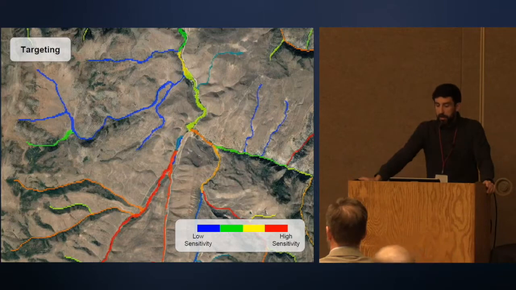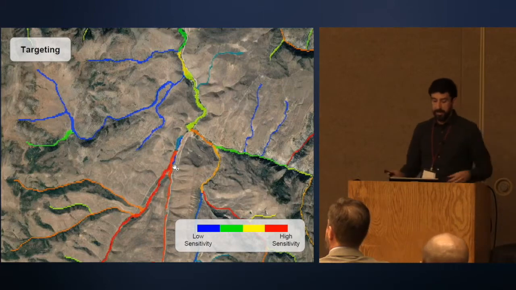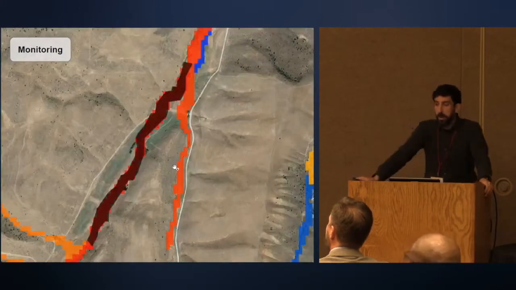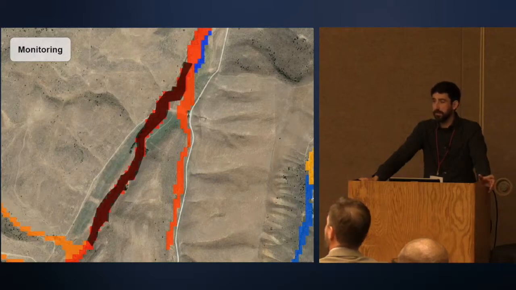So if we wanted to zoom in on this lower reach here, this red area of high sensitivity, we can also draw a polygon around that, and we say, okay, well, how has this sensitivity changed over time? Yeah, its average is high sensitivity, but let's take a look at what's going on over time.